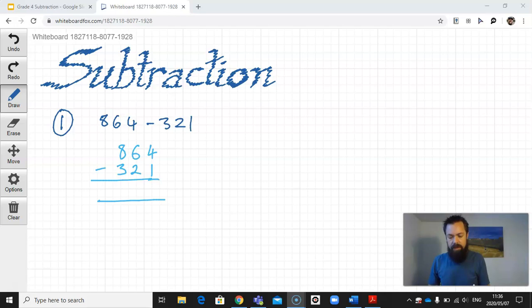And now I'm going to minus each place value one at a time. So I'll start by looking at my units, and I'll go 4 minus 1 is 3. Then I will look at my tens. 6 minus 2 is 4. Then I will look at my hundreds. 8 minus 3 is 5. And there's my answer, 543.